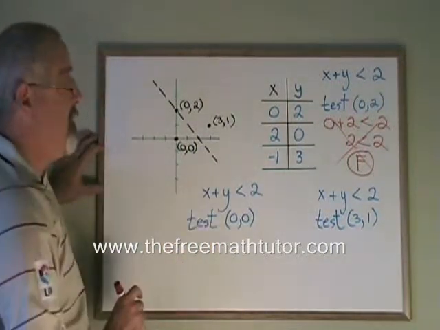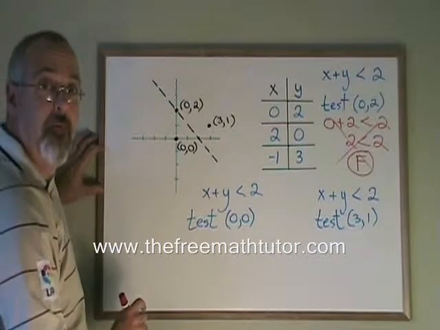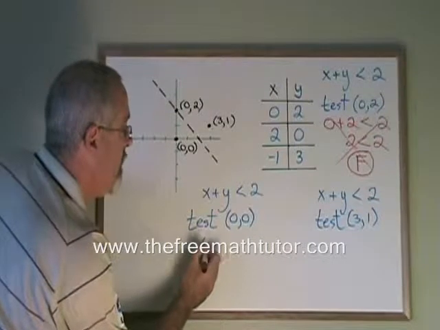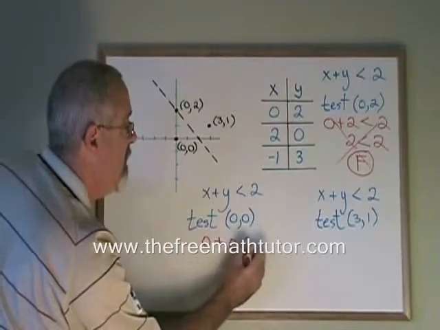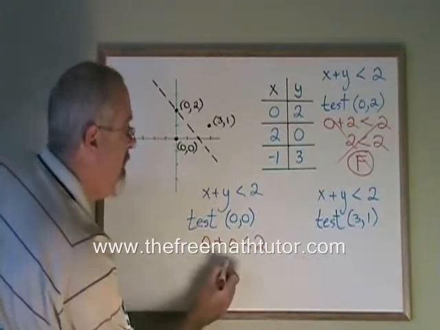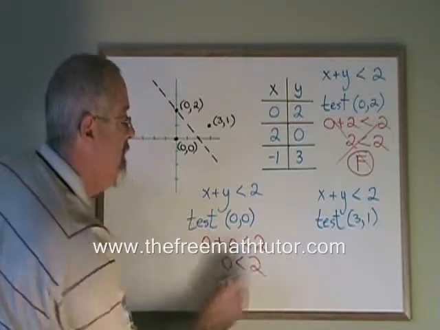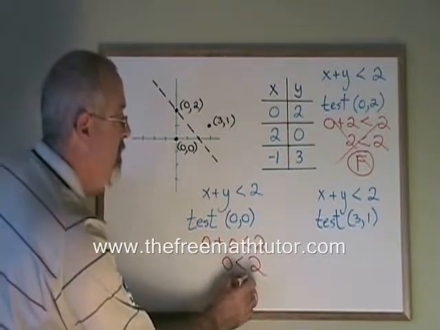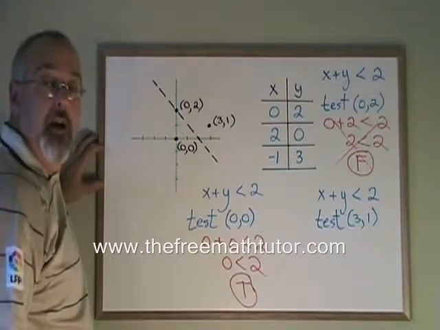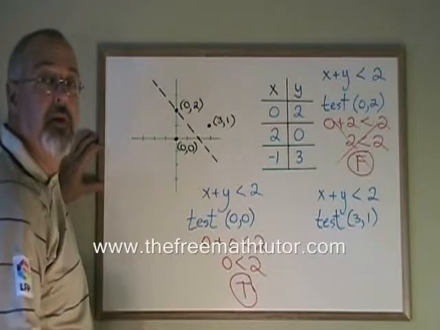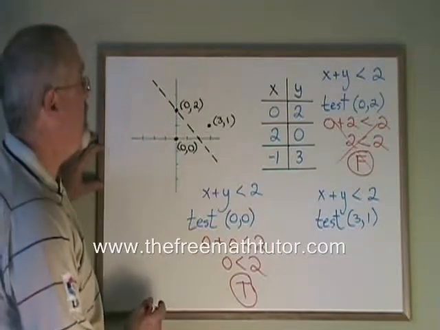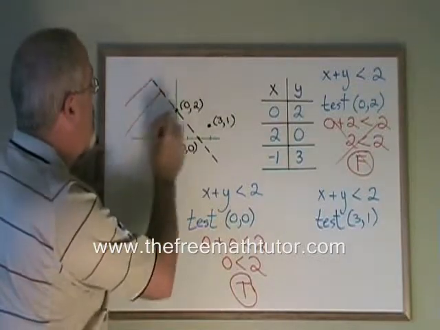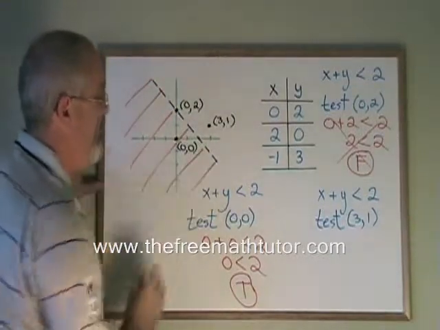How about if we use 0, 0? That's usually everybody's favorite test point. I'm going to plug 0, 0 into this inequality, and I get 0 plus 0 less than 2, which simplifies to 0 less than 2. That's true. When I get a true statement as a result of my test point, it means I shade towards the test point. From the line, I'm shading towards 0, 0. That means I'm shading over here.